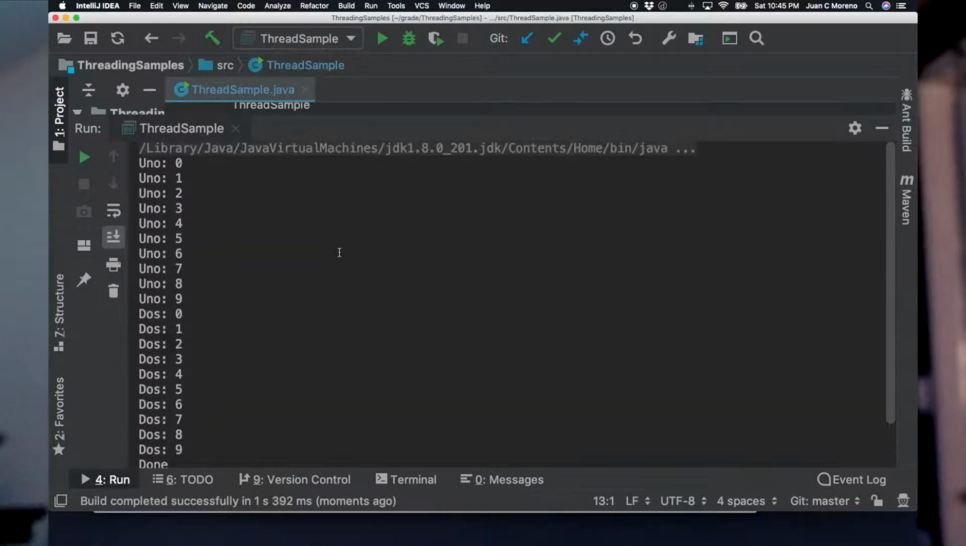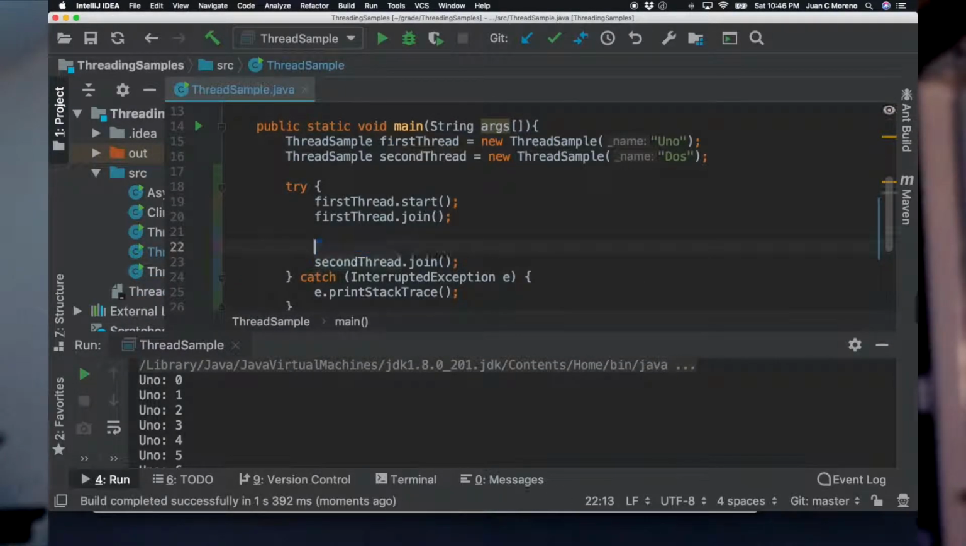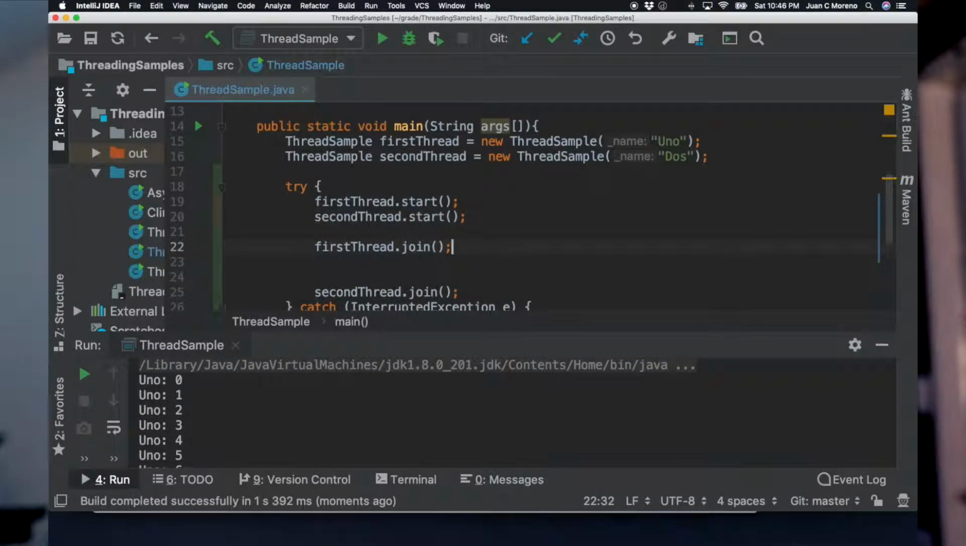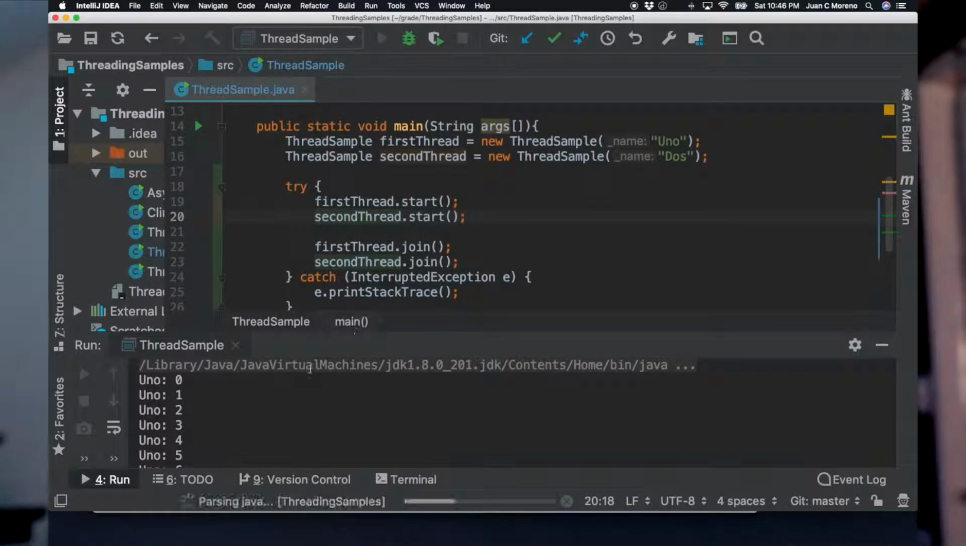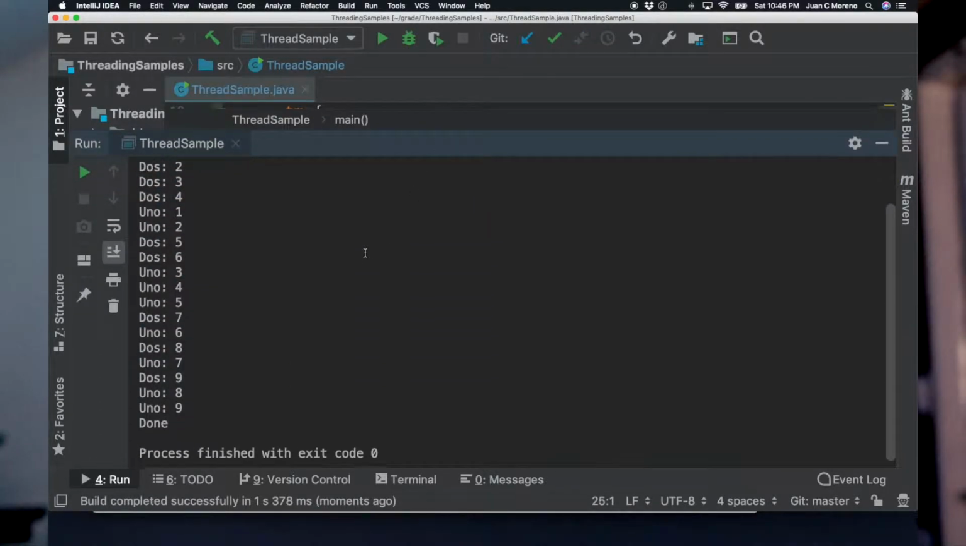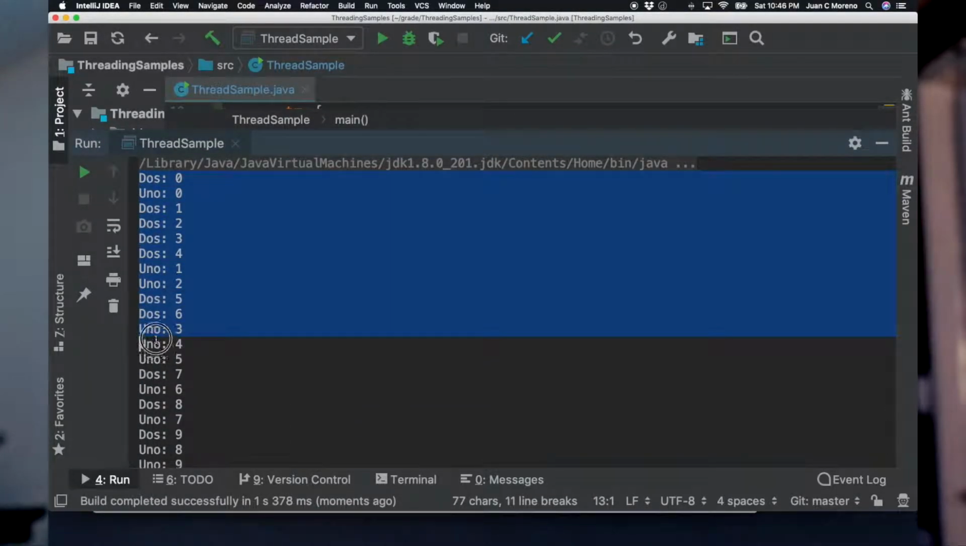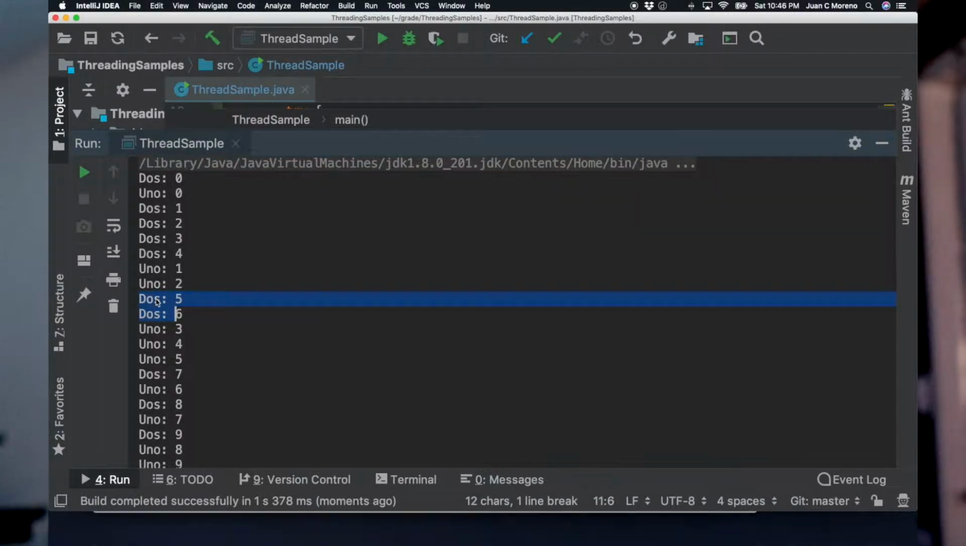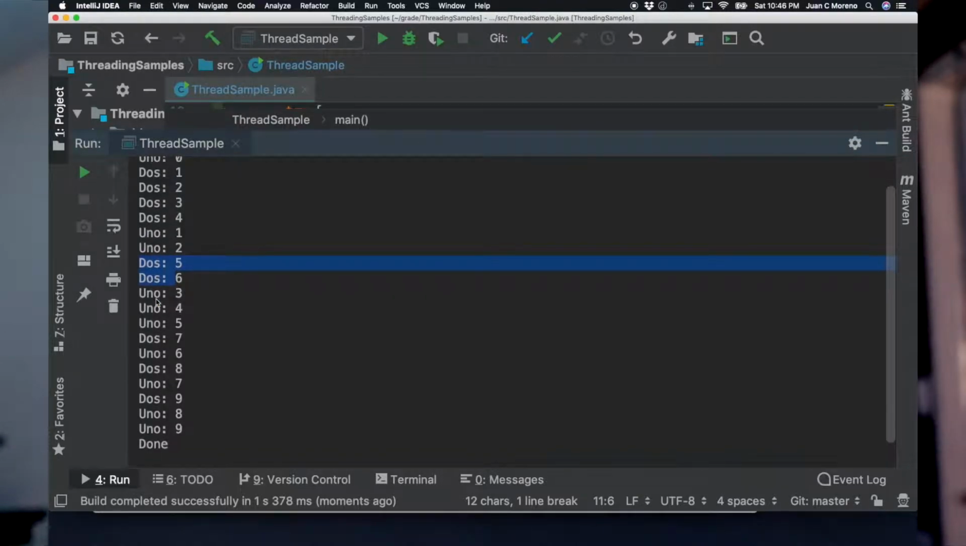So here we can see very clearly that it was uno, uno, uno, uno, uno, then dos, dos, dos, dos, dos. If we make them both start at the same time and then wait for them together, we can then see that they essentially worked in parallel. Sometimes, yes, there were two of the same threads working at the same time. That means that the CPU could fit in two actions of the same process in the same allocated time that it had for it.